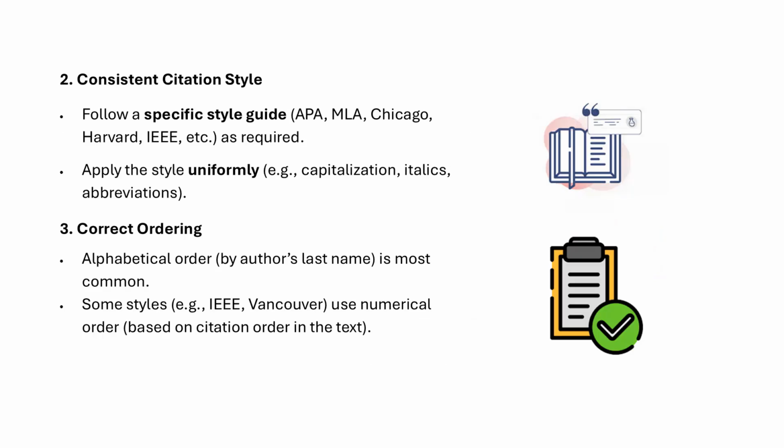Number 2, follow a specific style guide. As we mentioned before, it is adding now, in addition to the previously mentioned citation styles, IEEE, and applying the style uniformly in terms of capitalization, italics, and abbreviations. Correct ordering: alphabetical order is most common, but some styles like IEEE or Vancouver use numerical order based on citation order in the text.